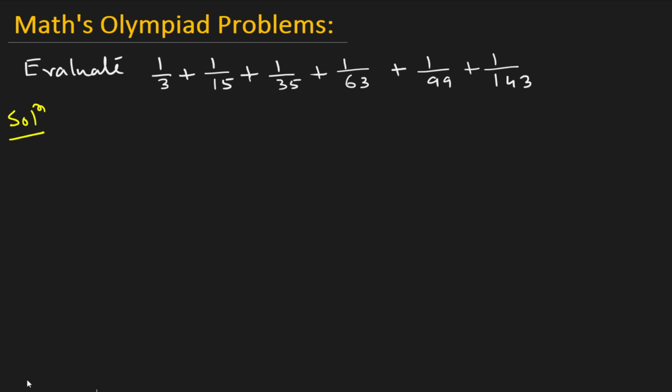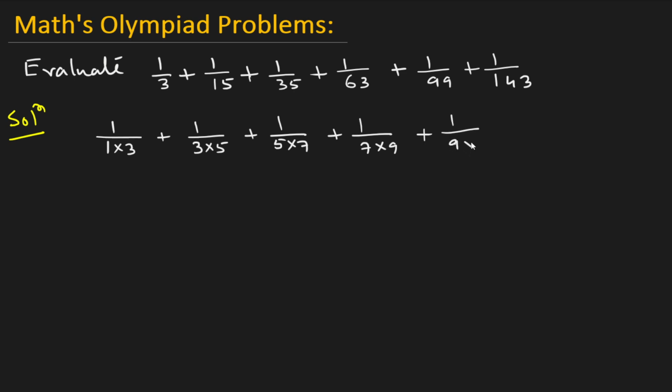So let's solve yet another very interesting problem on operations on rational numbers. You see the expression is 1 by 3 plus 1 by 15, like this. Four other terms are given. So in place of 3 we can write 1 into 3. Then in place of 15 we can write 3 into 5. It will be 5 into 7. Then 7 into 9. 99 is 9 into 11, and then 143 is 11 into 13.